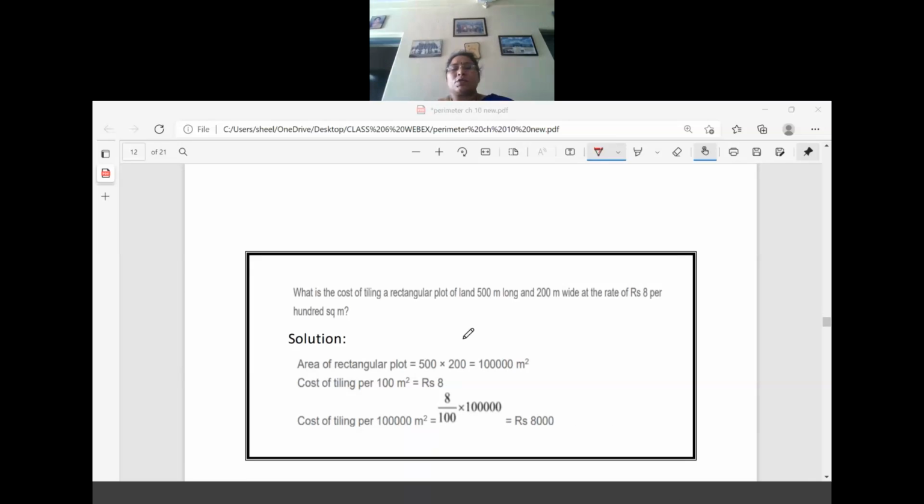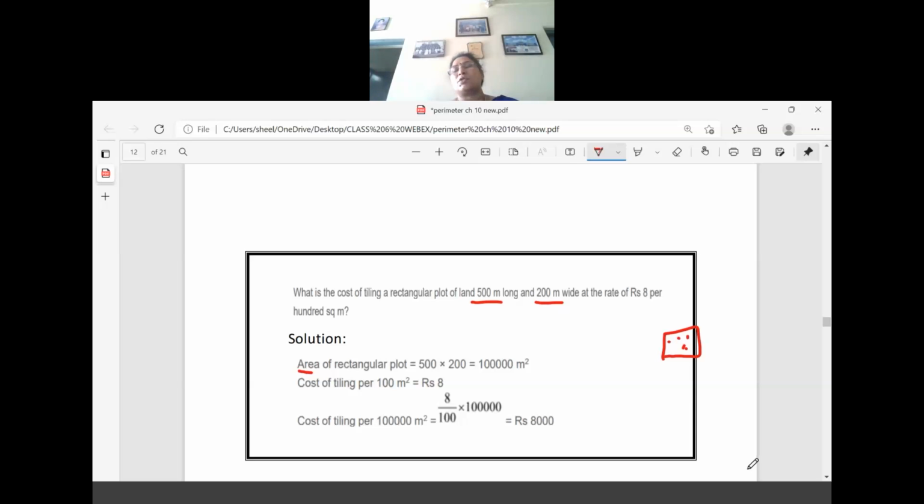What is the cost of tiling a rectangular plot of land 500 meters long and 200 meters wide, at the rate of rupees 8 per 100 square meters? Here we have to find the cost of tiling the rectangular plot. Tiling is done on the inside, so it affects the area only. So we should find the area of the rectangular plot, because tiling is done in the inside portion, the closed region. Length is 500, breadth is 200 meters, so area is 500 into 200.